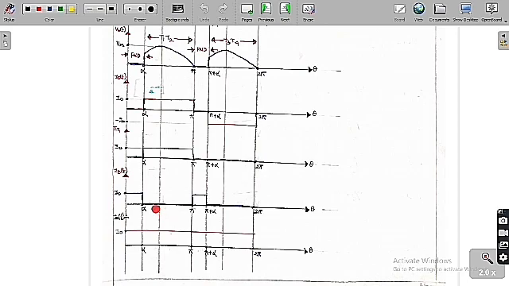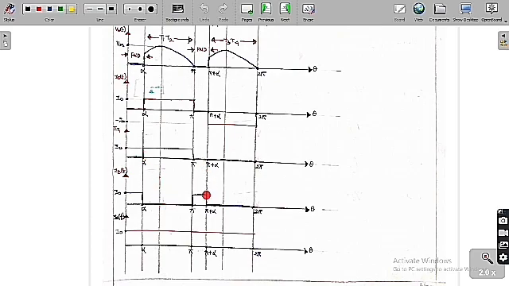Now I want to find the current in the diode. Let me assume the freewheeling diode. The freewheeling diode is conducting from 0 to alpha, and again from pi to pi plus alpha. So only from 0 to alpha and pi to pi plus alpha it is conducting, and the current in the freewheeling diode is equal to the load current. So these are the graphs of the current in the thyristor and the current in the freewheeling diode.